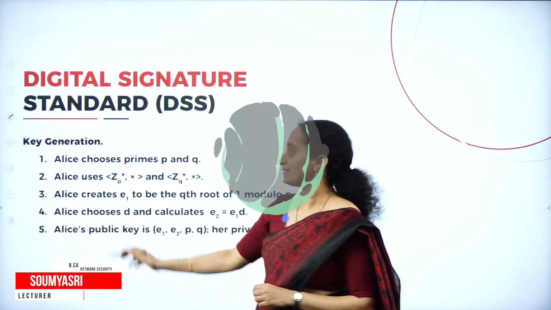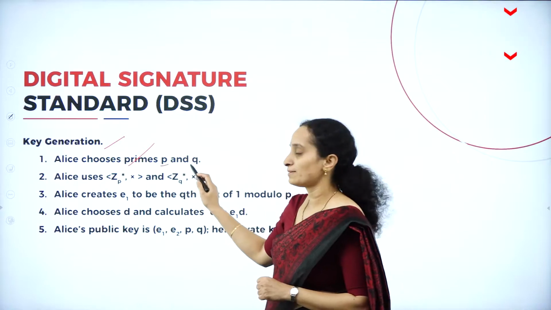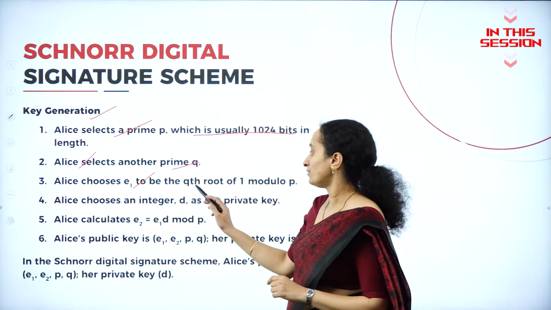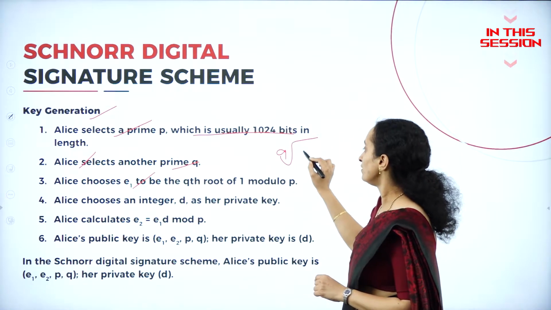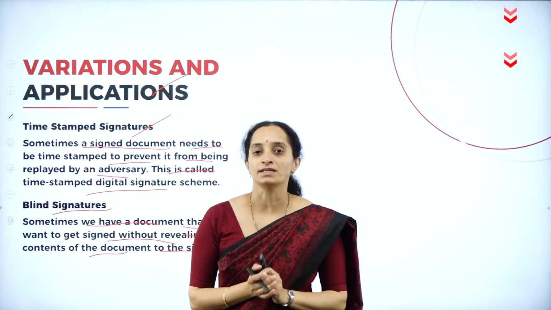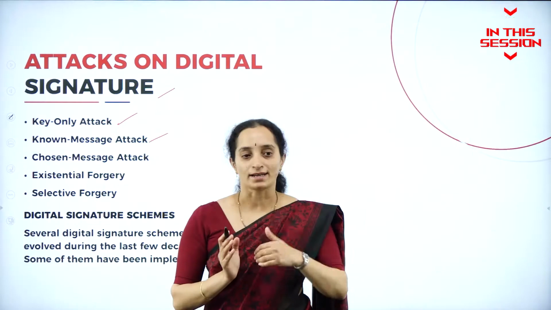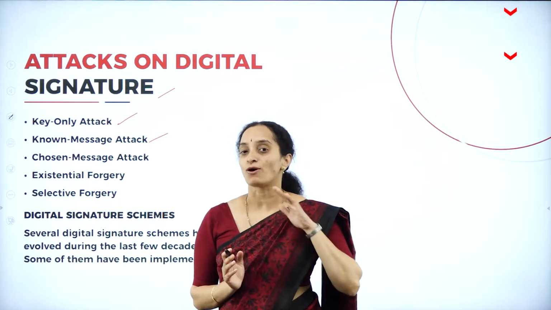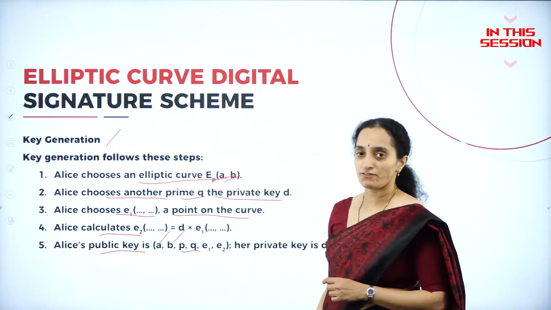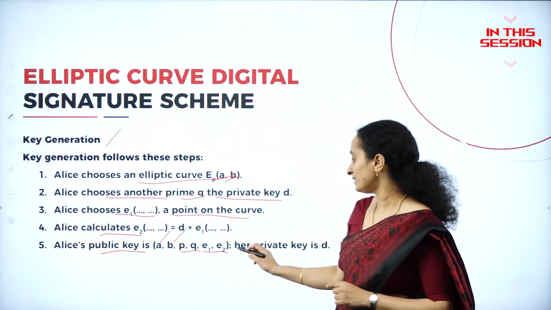How do you generate a key in DSS? Alice chooses the primes p and q. The sender chooses e1 to be the qth root of 1 mod p. The algorithm will be different, but the concept and the key generation methods will be the same, to attach to the new message that will be sent by the attacker, not by the sender, to prime values p and q and exponent values e1 and e2.